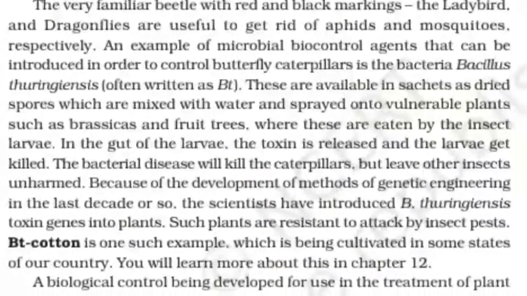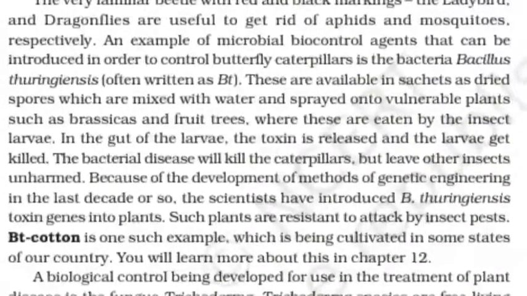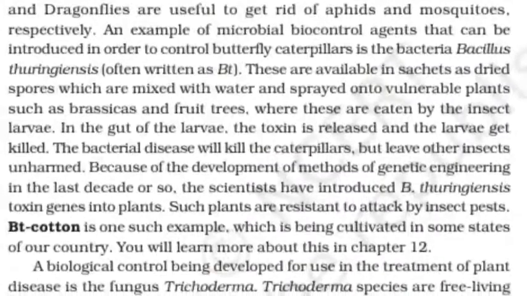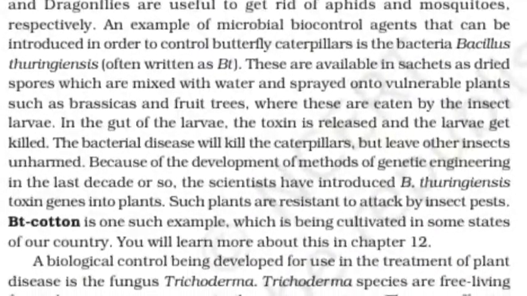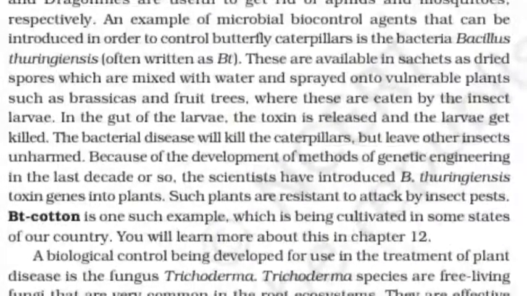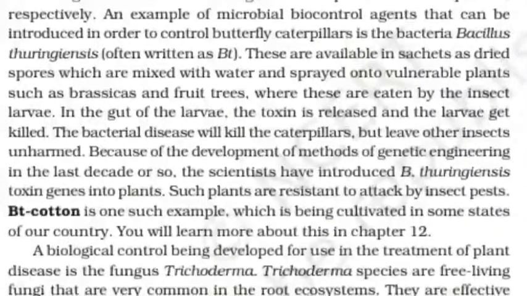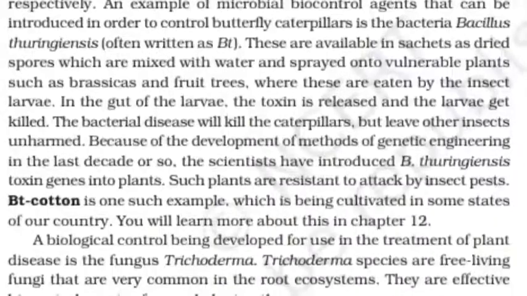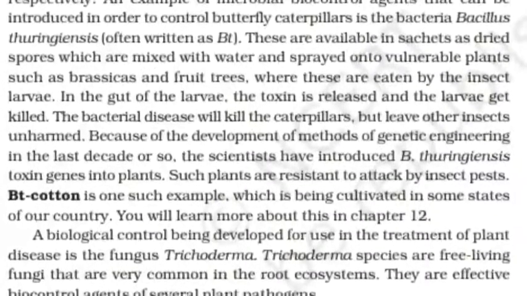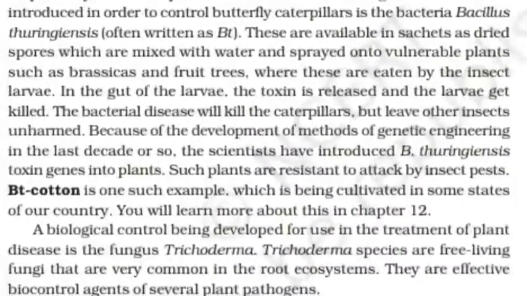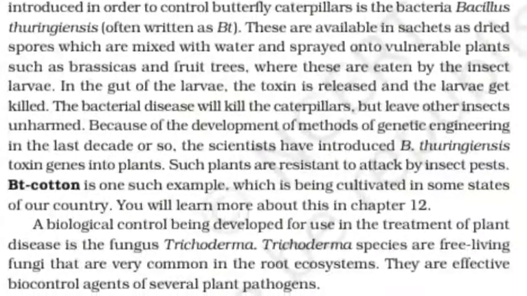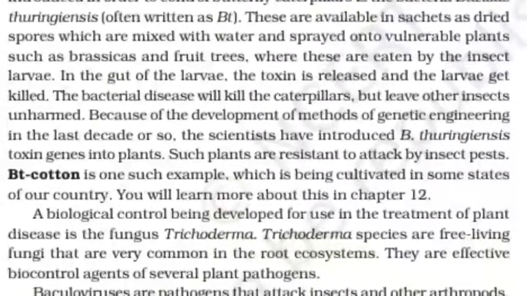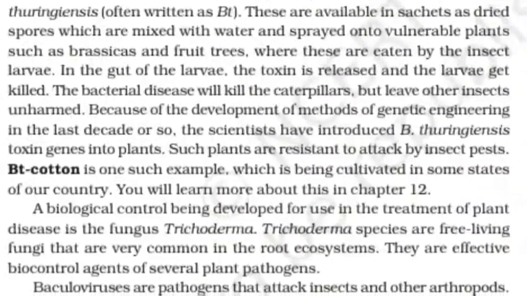These are available in sachets as dried spores, which are mixed with water and sprayed onto vulnerable plants such as brassicas and fruit trees, where these are eaten by the insect larvae. In the gut of the larva, the toxin is released and the larvae get killed. The bacterial disease will kill the caterpillar but leave other insects unharmed.